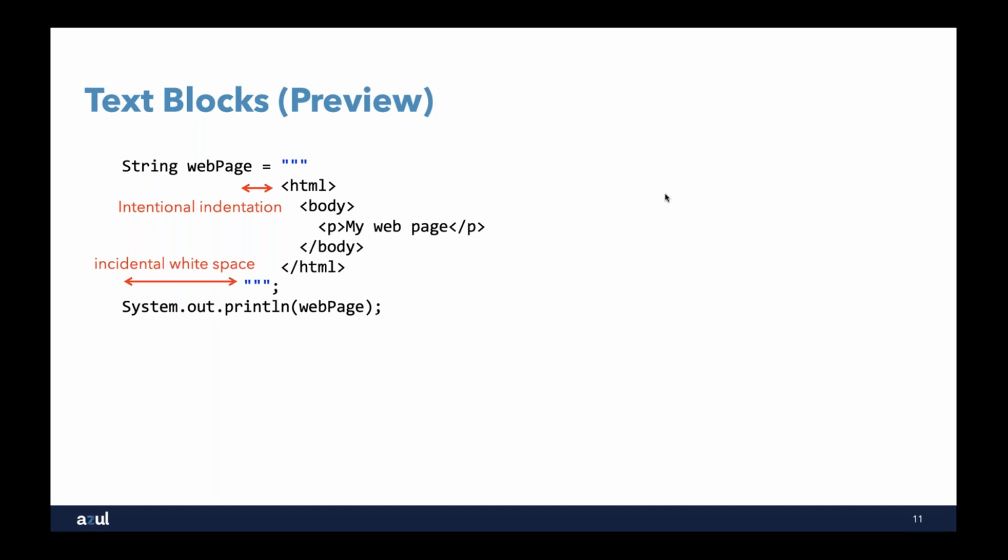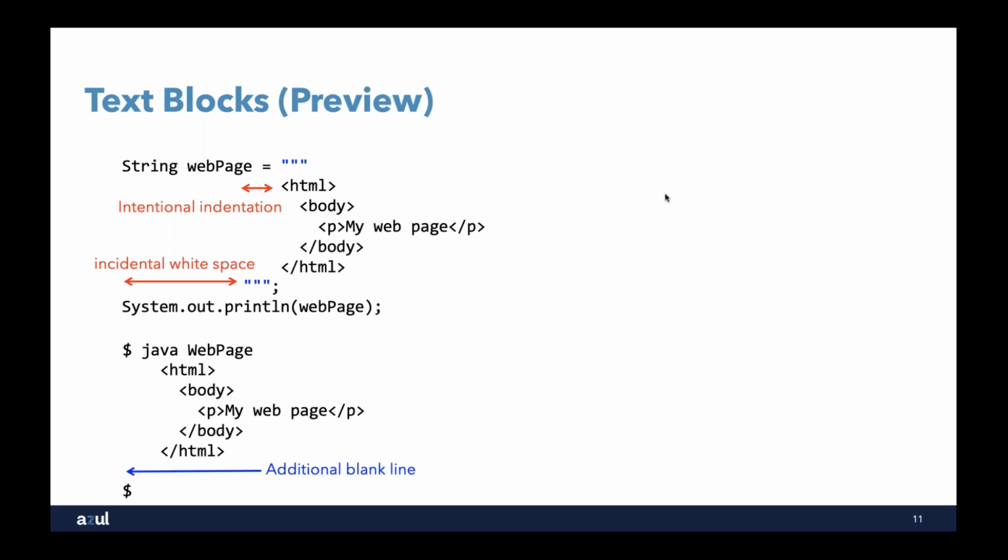When we print out the results of that, we'll see that our HTML tags are now indented in the way that we expect them to, but they're shifted over to the right by the amount of the intentional indentation. One small thing that happens here is because we've had to put the 3 double quotes, the closing ones, on the next line, we end up with an additional blank line, which we might not want. But again, I'll come back to that in a moment.